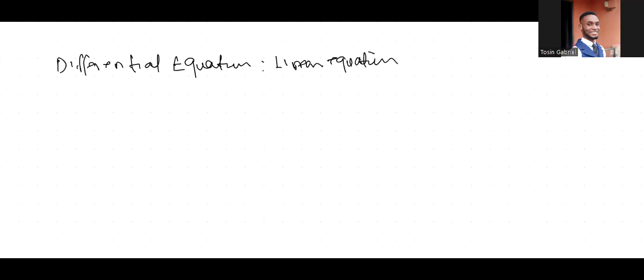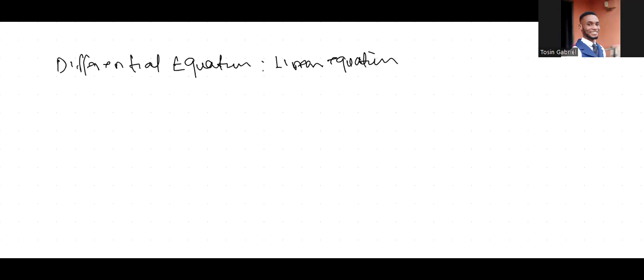Okay, so let's call it differential equations, and we're going to be looking at linear equation. Okay. All right, this is what we are going to be looking at. That's terrible. That's terrible. So, okay, linear equation.